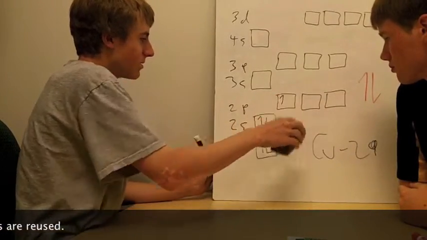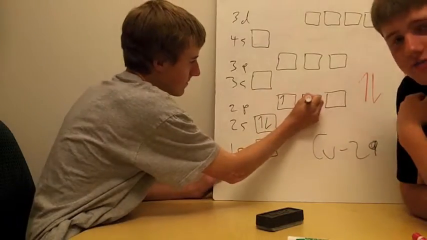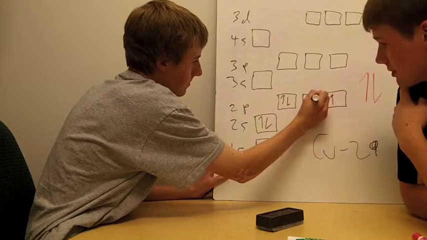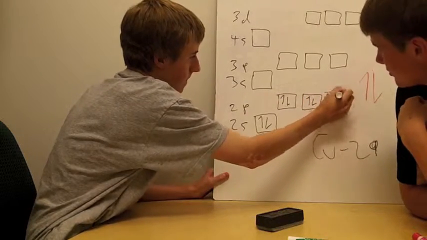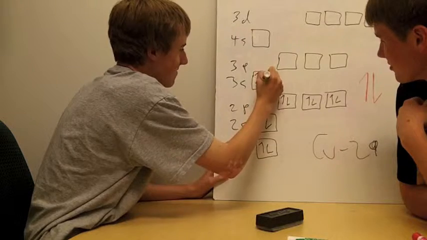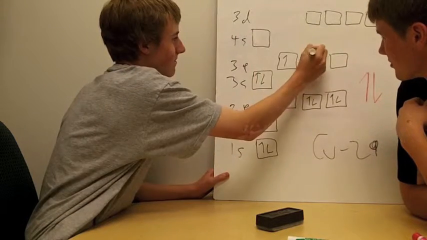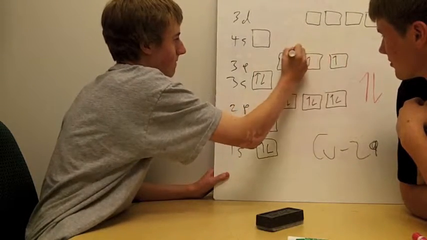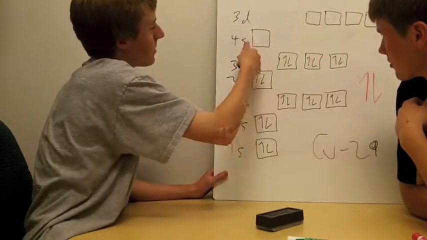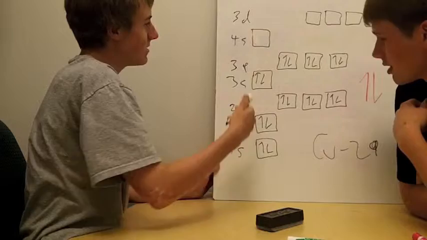So I've got to fill all of them up before doubling? Exactly. That's how you do it. Whoa, hold up. Why is 4s before 3d?